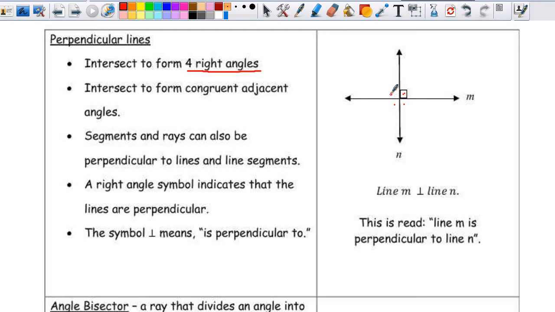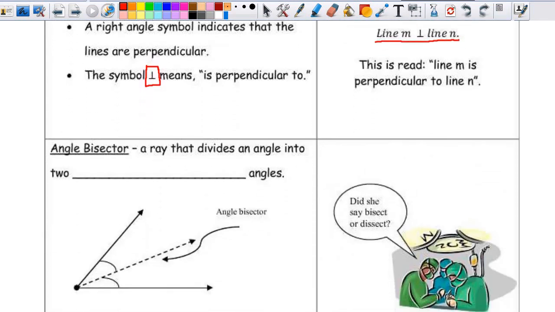Next, segments and rays can also be perpendicular to lines and line segments. What that means is they don't have to go on forever and ever, okay? Next up, a right angle symbol indicates that the lines are perpendicular. Remember this little box right here? Tells us that it's 90 degrees, which would tell you that they're perpendicular. And then the upside down T right here, that is our symbol for perpendicular. So you might see us write something like line M is perpendicular to line N. All right, and you would read it just like that. All right? So make sure you know perpendicular means 90 degrees.